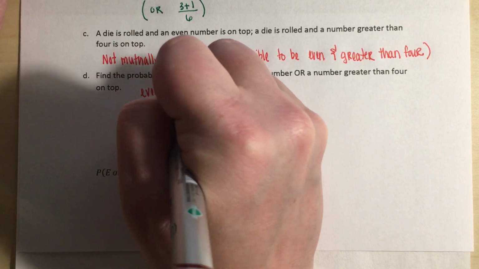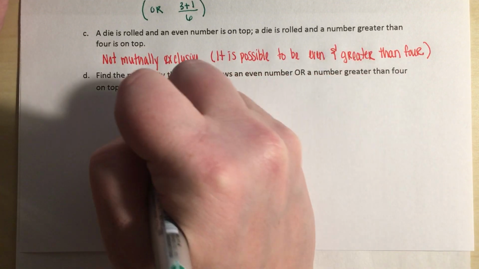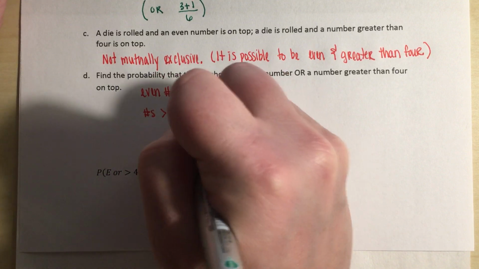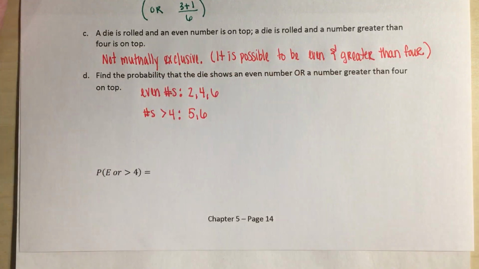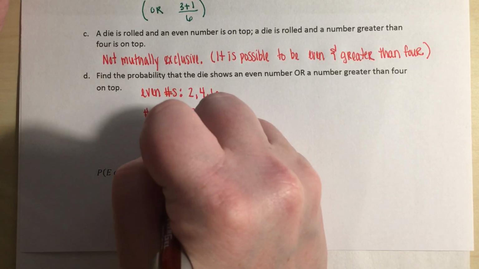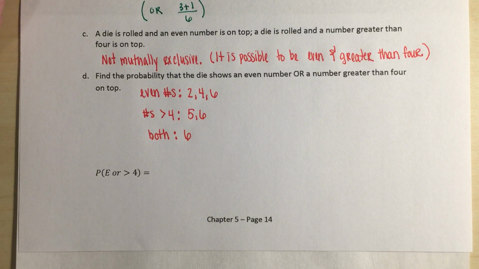So our even numbers, 2, 4, 6. Numbers greater than 4, all right, just 5 and 6, because it's greater than, not greater than or equal to. Both, right, is just the number 6.